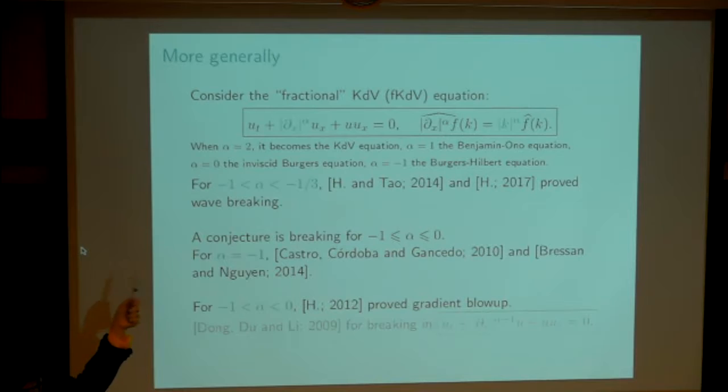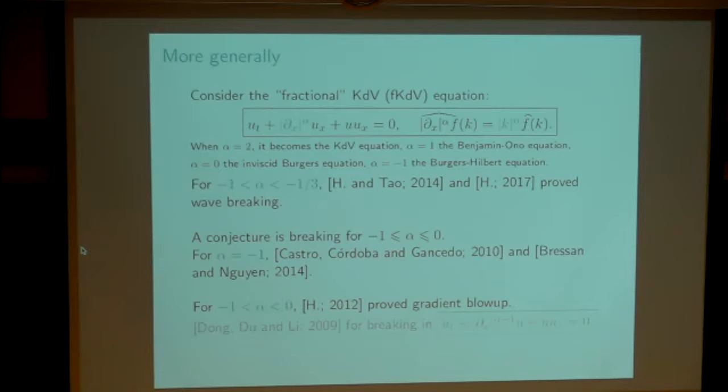And when alpha is 1, then it is the Benjamin-Ono equation. When alpha is 0, it's the Burgers equation. And lastly, when alpha is -1, this is called the Burgers-Hilbert equation, and it has also some relevance to the water wave problem. Now, when alpha is between -1 and -1/3, then this equation develops wave breaking.